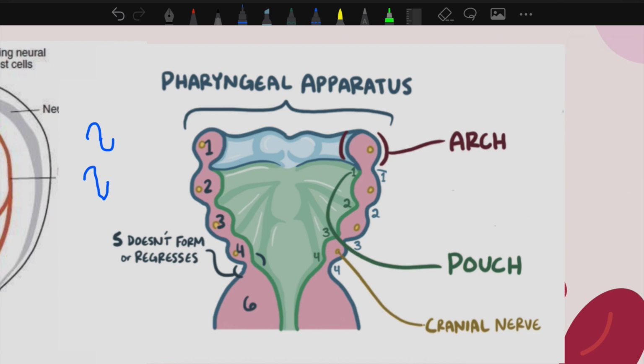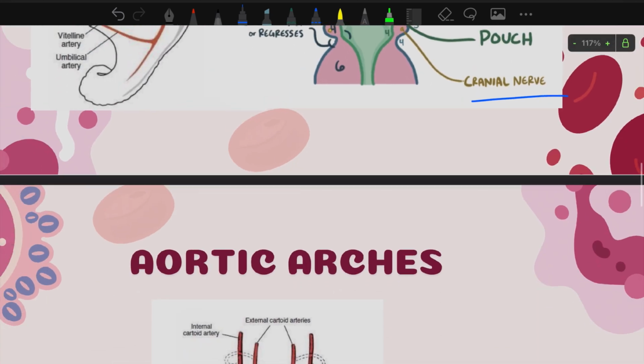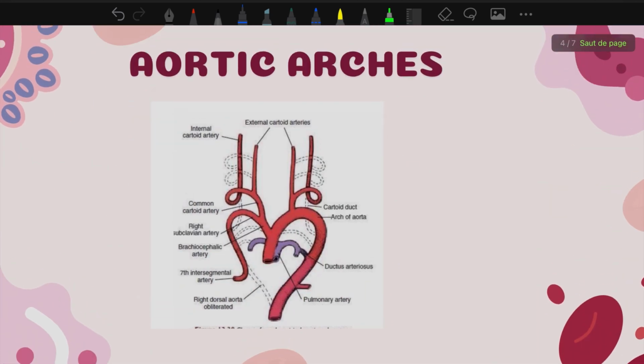For each pharyngeal arch, it will be supplied by one artery, and that's what we'll be seeing later, because many of them will persist and many of them will die. But till now, you just have to know that there's this thing called an arch and this thing called a pouch. Each one of these arches is supplied by a cranial nerve, an artery and a muscle, but you just focus on the arteries. So let's start with the aortic arches and the arteries.